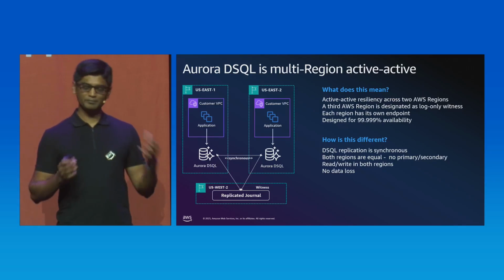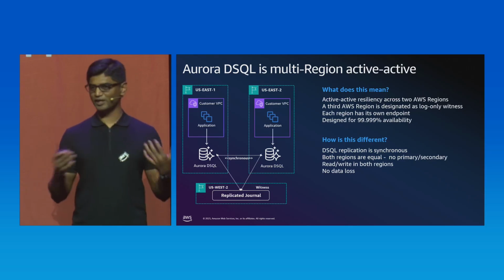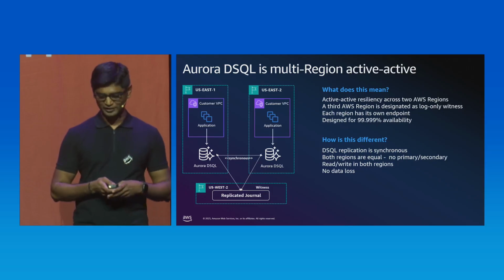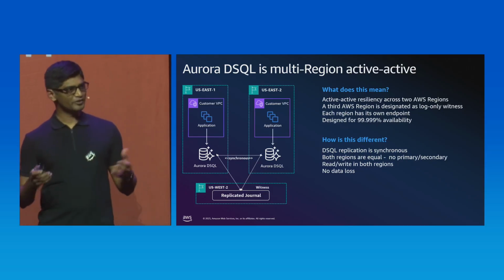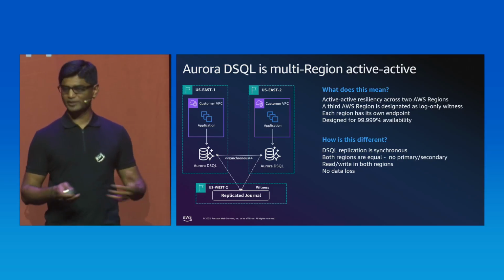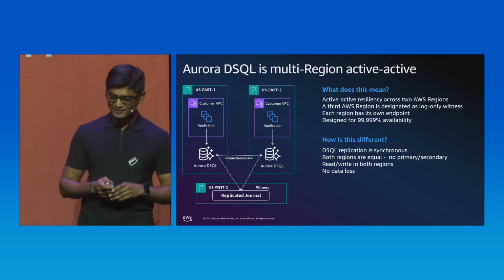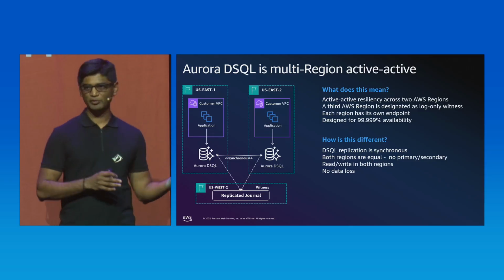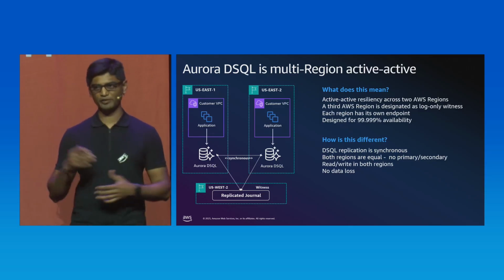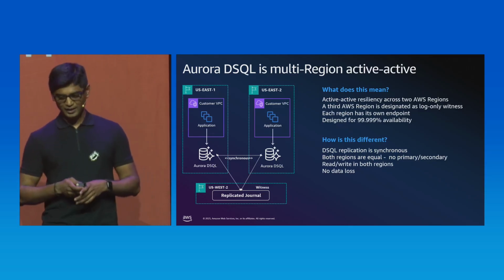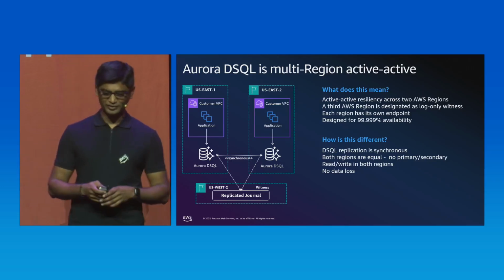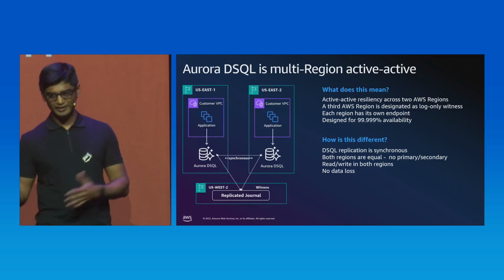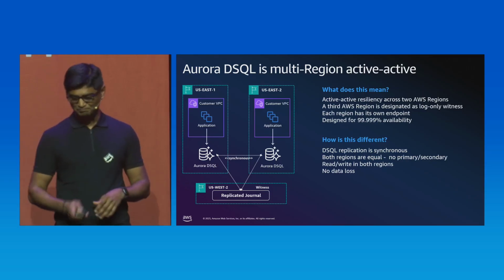Sometimes customers confuse us with the Aurora global databases that we have. How is it different from Aurora global databases? Aurora global database uses asynchronous replication. Aurora DSQL uses synchronous replication, and it's strongly consistent. Also, both regions are equal in DSQL. There is no concept of primary, secondary, or failing over from one region to another. You can perform reads and writes in both regions. Even if one whole region goes down, there is no data loss, because all the data is synchronized in at least one region.